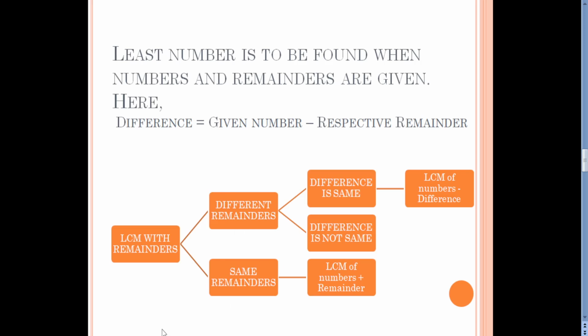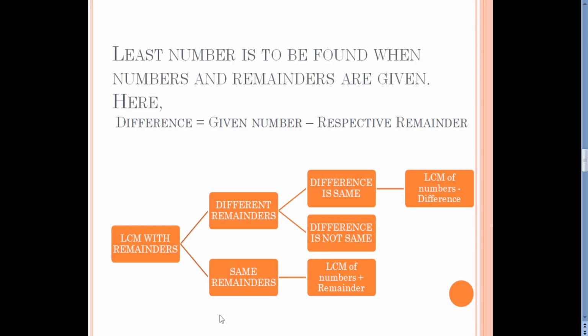When the same remainder comes, the formula is LCM of numbers plus remainder. When different remainders come, then we need to see the difference between the given number and the respective remainder. The formula is here. If the difference is the same, then we apply this formula: LCM of numbers minus difference. If the difference is not the same, then I will tell you how to solve that problem.